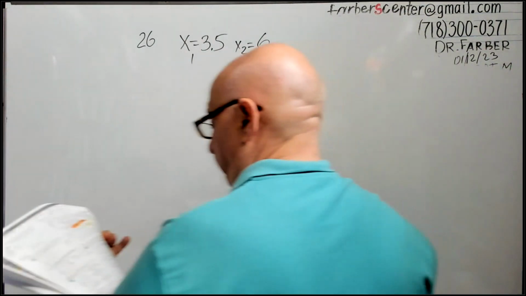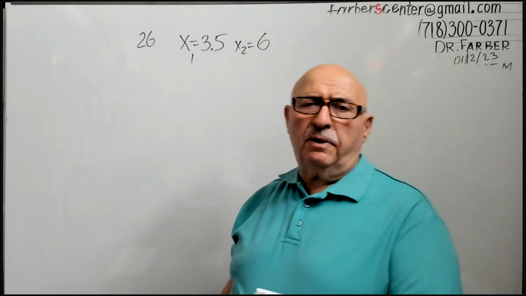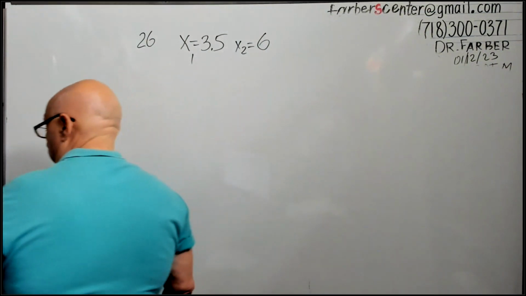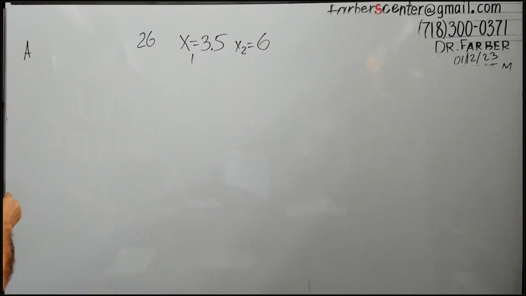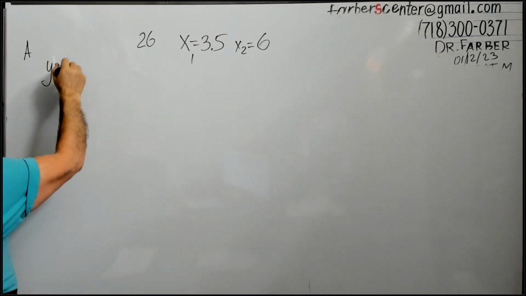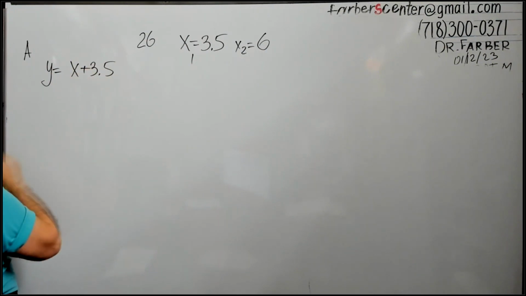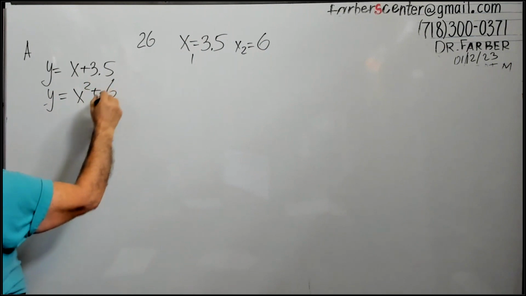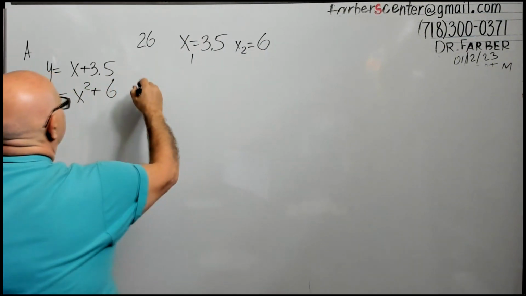So students, since you have limited time for this one, my suggestion is you can make sketches and start from the left. Some sketches. Let's say A. It saves you time. Sketch is very important in SAT. For instance, y equals x plus 3.5 and y equals x squared plus 6.